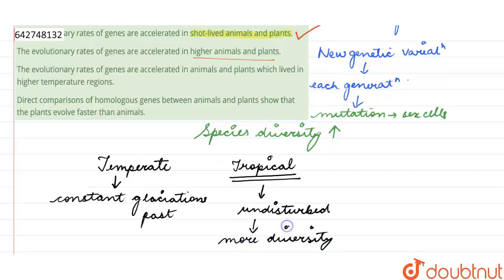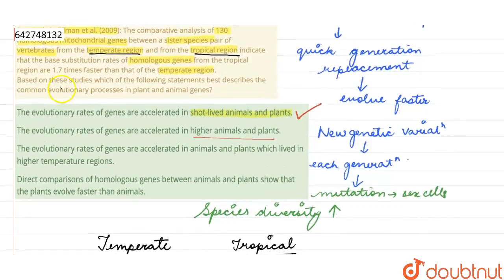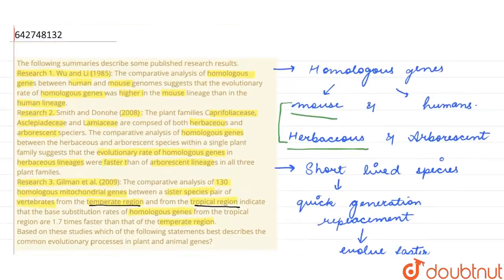So through all three researches, we conclude that the evolutionary rates of genes are accelerated in short-lived animals and plants. So option 1 is the correct answer here.